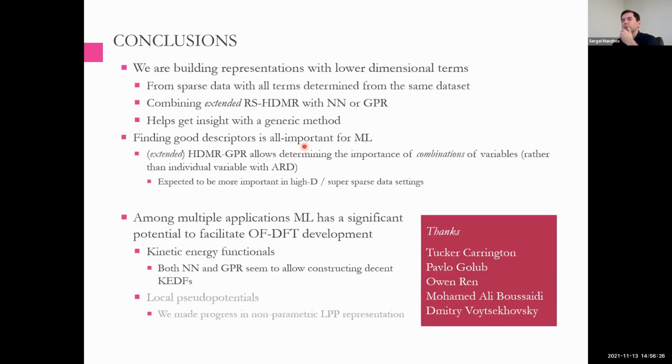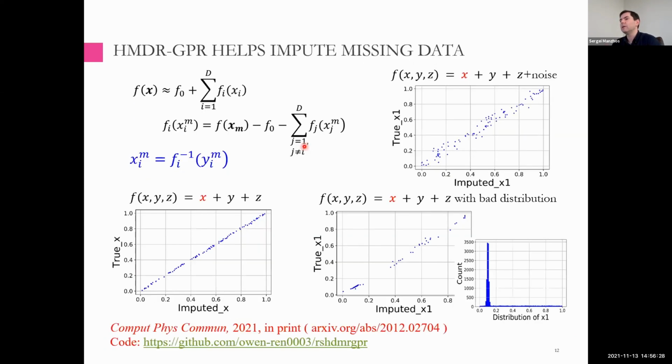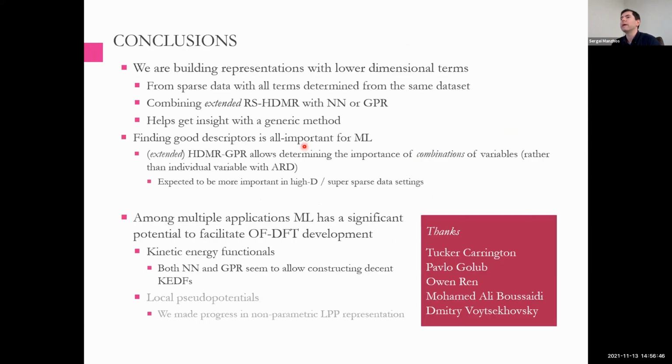I will skip this last, just as a quick aside, the HDMR structure allows you to also impute the missing values of variables in your data set, which is a separate, super important problem in real life applications. We described a little bit in this paper how HDMR GPR can help resolve it. No time to do it today.